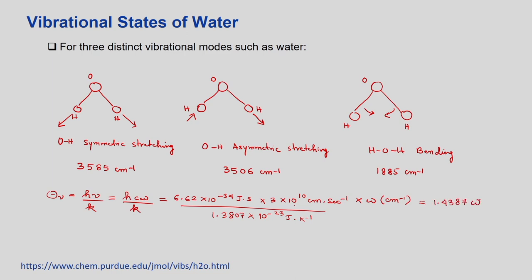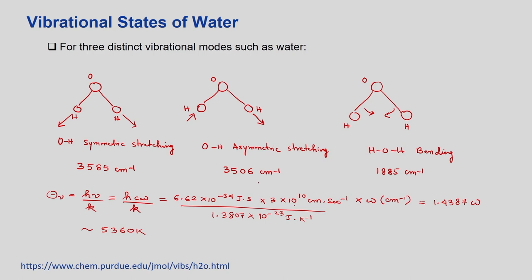1.4387 into omega. So it means if I know omega, that is these wave numbers, I can multiply by 1.4387 to get the vibrational temperature. So for example, for water, the values are, so if you multiply 3585 with omega, this comes out to be close to the vibrational temperature 5360 Kelvin.